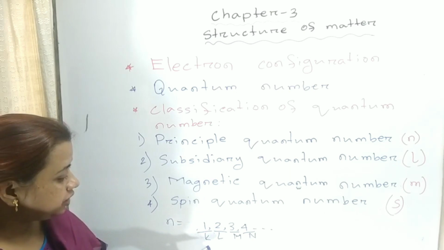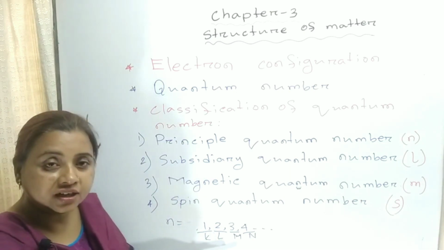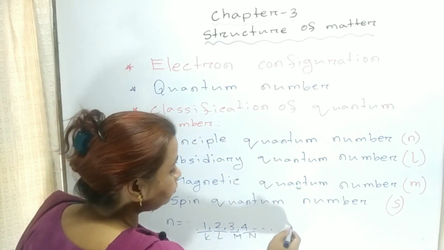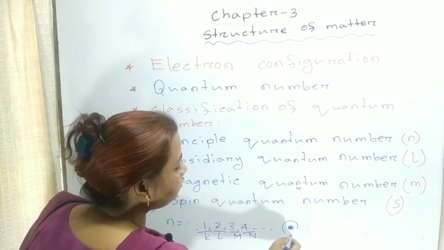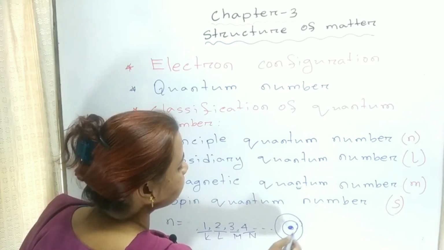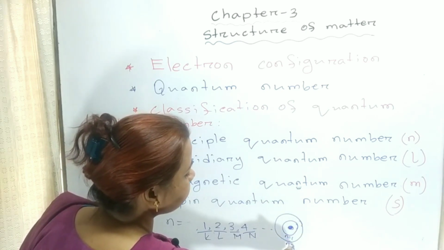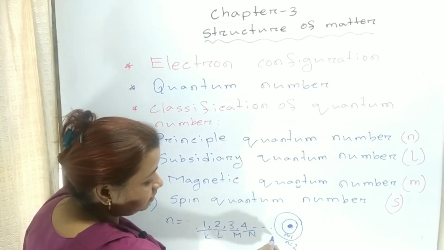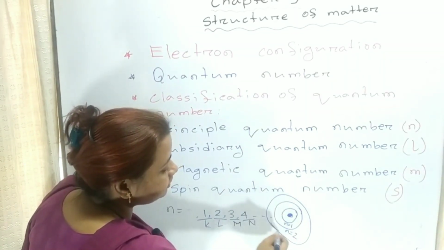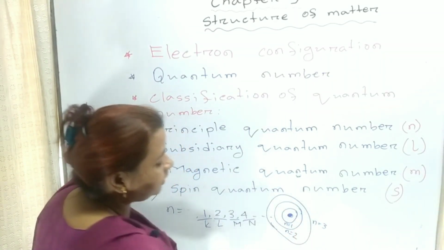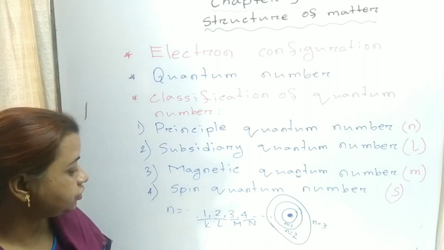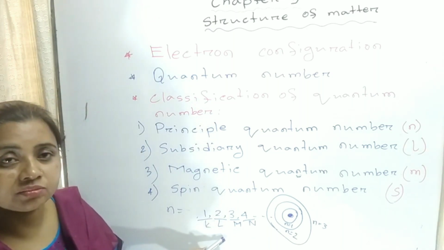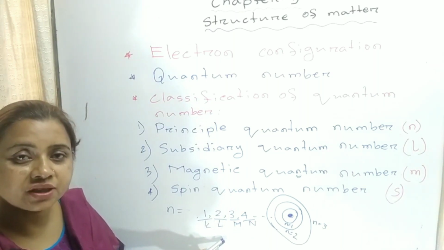So, through principal quantum number, we can understand the size of the orbit. How can we understand? Suppose this one is the nucleus. Around the nucleus, there are energy levels. This one is the first energy level, this one is the second energy level. The second energy level is greater than the first energy level. The third energy level is greater than the second energy level, and so on. So, we can understand the size of the orbit through principal quantum number. Is this clear to you, dear students?